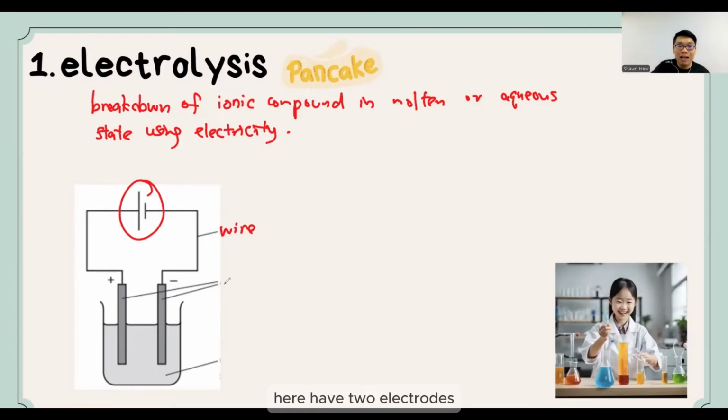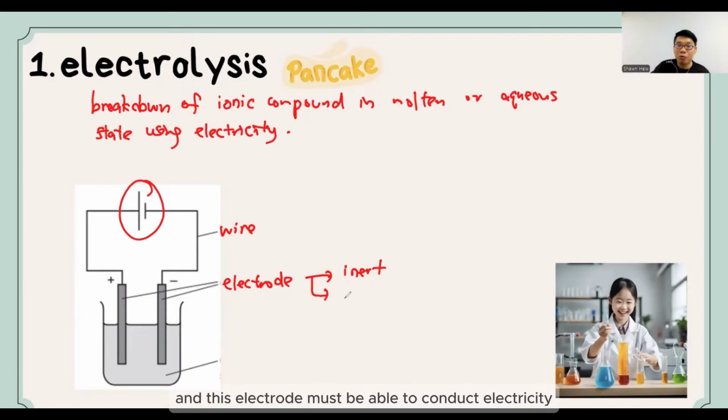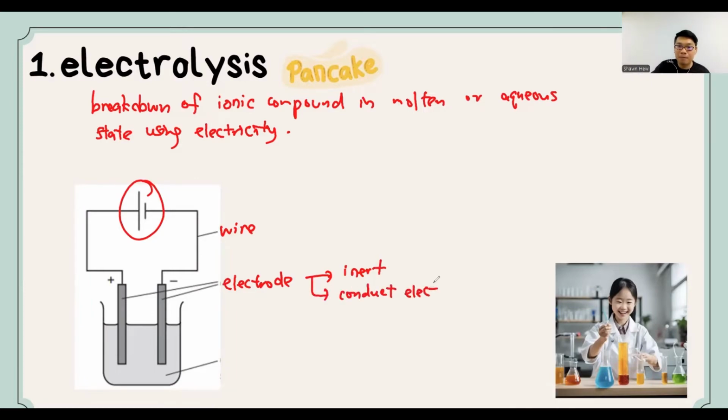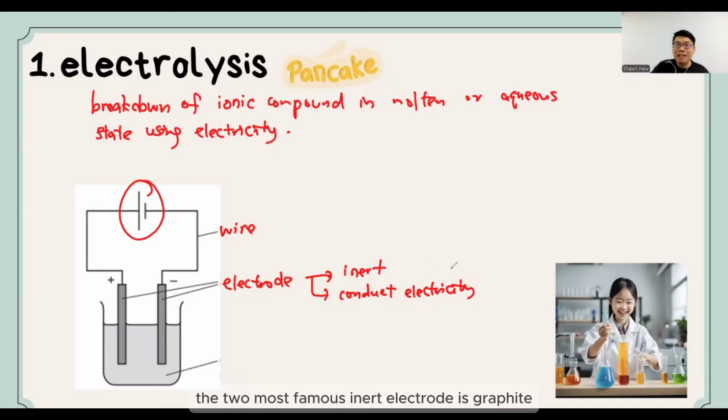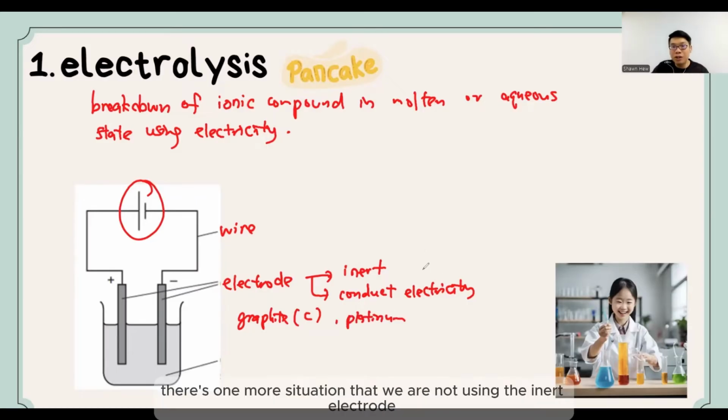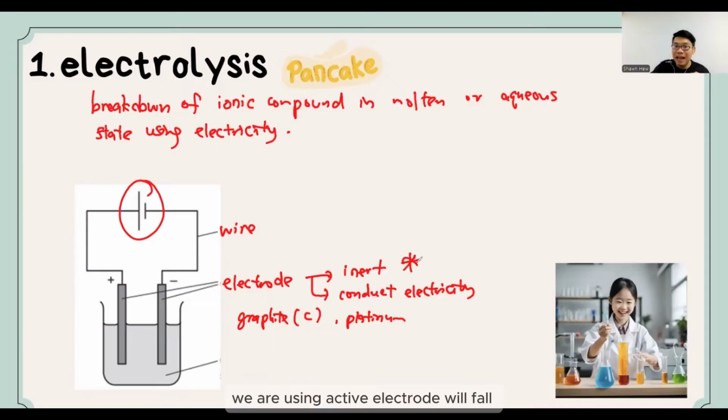Here we have two electrodes. Usually we use an inert electrode, and this electrode must be able to conduct electricity. The two most famous inert electrodes are graphite, which is carbon, and also platinum. Of course, there's one more situation where we do not use an inert electrode. We use an active electrode. It will fall under the fourth situation of electrolysis. We will learn it later.